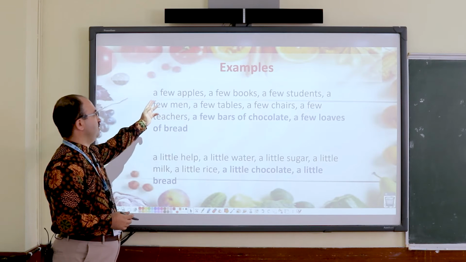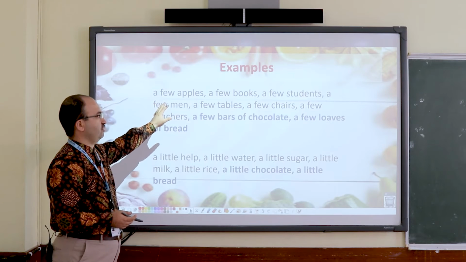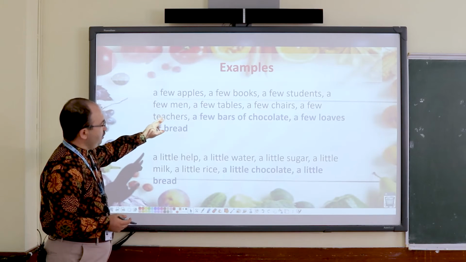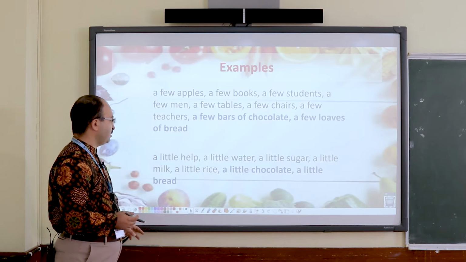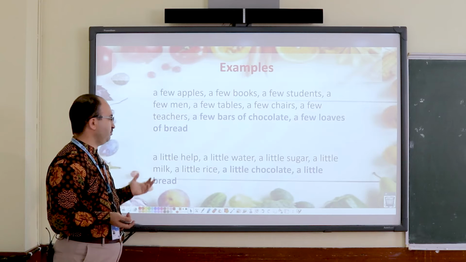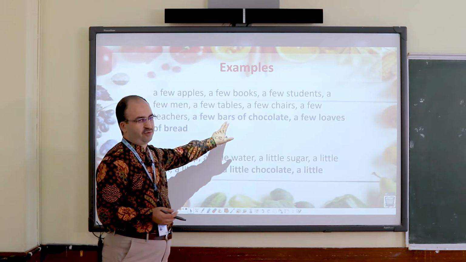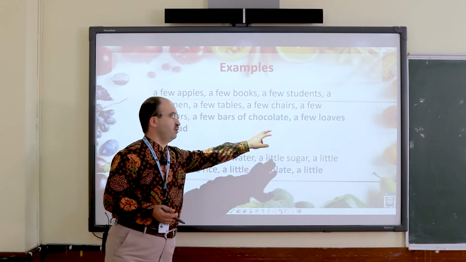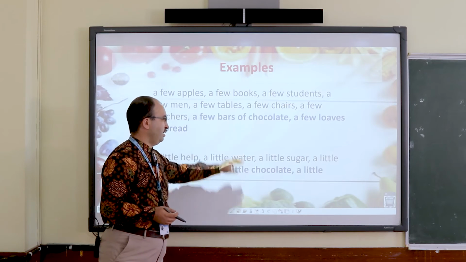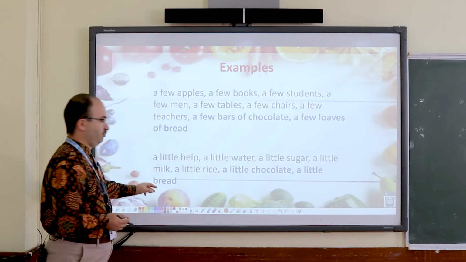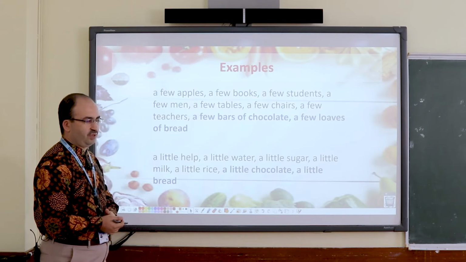Have a look at the examples here, like a few apples, a few books. So a few we use with countables. A few students, a few bars of chocolate, and a few loaves of bread. But we said chocolate is uncountable, bread is uncountable. To make them countable, we add ways of packaging, bars or loaves, okay? But when we use chocolate without this bar, a little chocolate, a little bread, right? A little help, a little water, a little sugar, a little milk, that we cannot count.